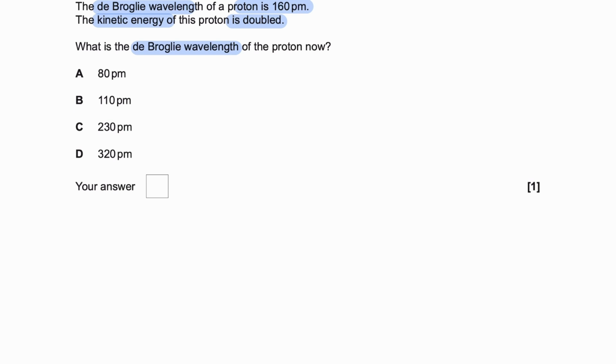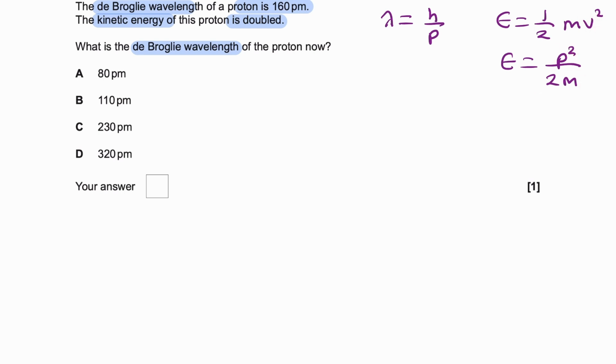Okay, so we want some kind of relationship between de Broglie wavelength and kinetic energy. If we think of the equation for de Broglie wavelength, lambda is equal to h over p, and then the kinetic energy equation, a half mv squared. Actually, in this case, I think a more useful form of the equation would be p squared over 2m. This is an alternative form for the kinetic energy equation, one that I'd recommend memorizing. The reason it's useful is because it's not a function of velocity, it's one of momentum instead.